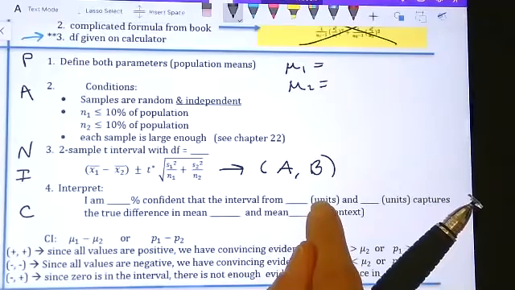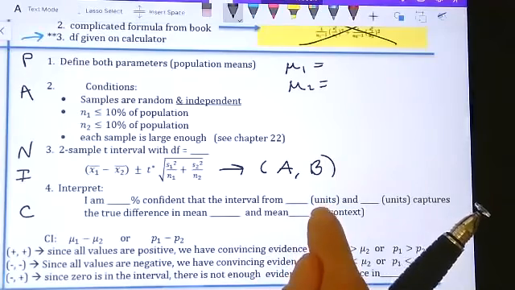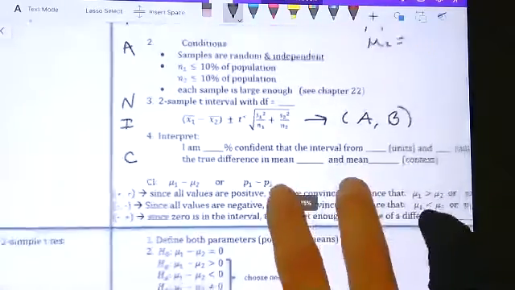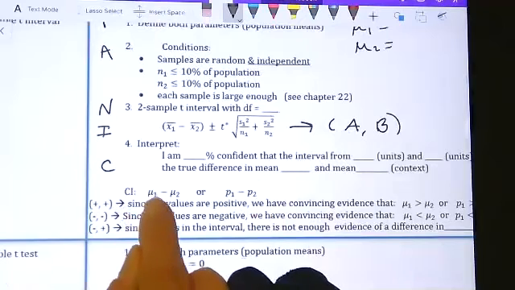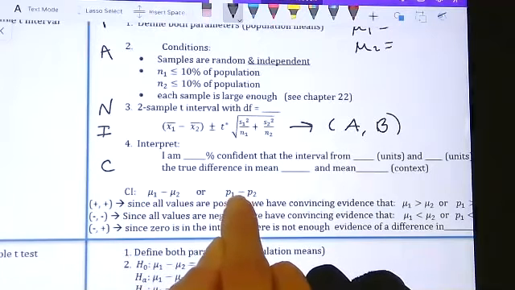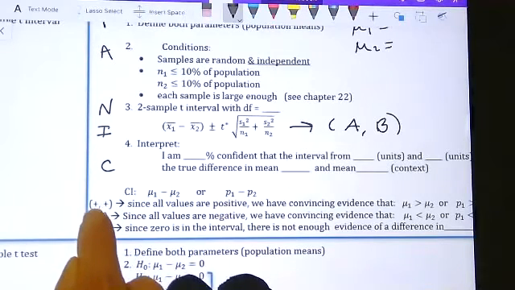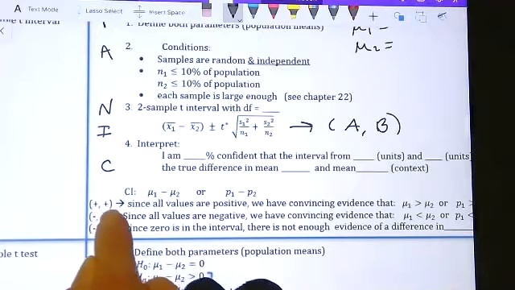Okay, so your confidence interval, whether we are doing means or proportions, when we have two of them, your confidence interval may have two positive numbers.